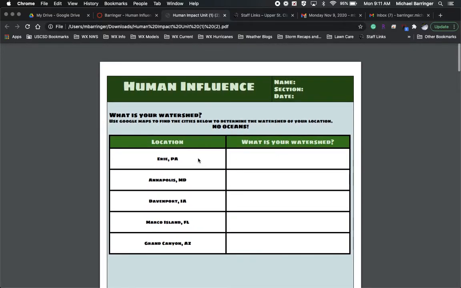So for this one, remember, all you're doing is plugging this location into Google Maps, and then you're figuring out what the watershed is of that city. It should be a really big body of water sitting next to the city. So we did this one together in class, but if you plug in Erie, Pennsylvania into Google Maps, you should see Lake Erie sitting right next to Erie, Pennsylvania. So that would be the local watershed for Erie, PA.